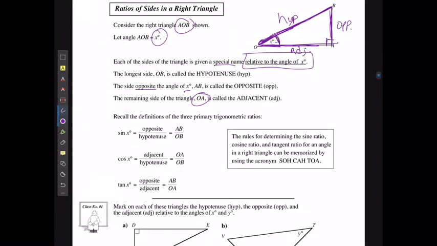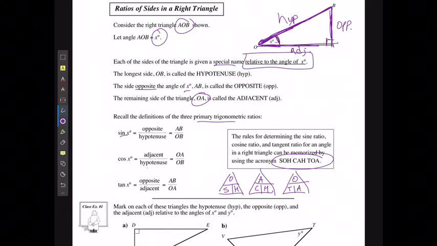If we recall the definitions of the three primary trig ratios, then we can say that sine of x is equal to the opposite over hypotenuse, cos is the adjacent over hypotenuse, and tan is the opposite over adjacent. You might have learned in grade 10 that the saying for that is SOH CAH TOA, where we can create three triangles, SOH, CAH, and TOA, that remind us of our basic ratios. Sine is opposite over hypotenuse, cos is adjacent over hypotenuse, tan is opposite over adjacent.